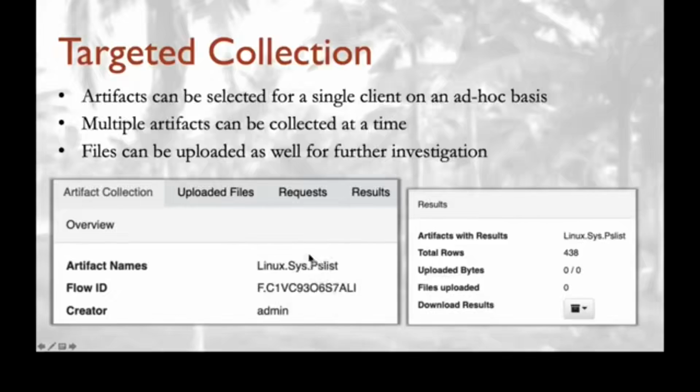For example, the PS list. We can select those artifacts and then run those on an ad hoc basis for that client, and then get those results back. We can then go look at those results. Maybe there's some files uploaded with that we want to go triage further. Lots of stuff we can do there. Again, that's going to be for that targeted single host collection.